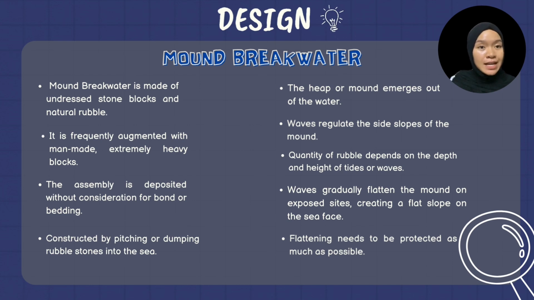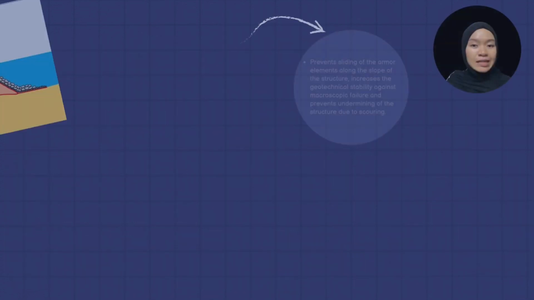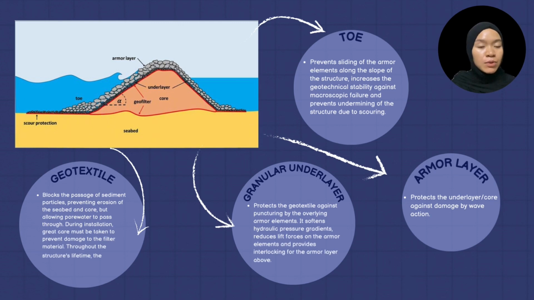This is the simplest type and is constructed by pitching or dumping rubble stones into the sea till the heap or mound emerges out of the water, the mound being composited and the action of wave regulates its side slopes. The quantity of rubble depends upon the depth and height of tides or wave. The wave gradually drags down the mound on exposed sides, giving it a flat slope on the sea face. Such flattening must be protected as far as possible. The picture illustrates a typical rubble mound breakwater design.